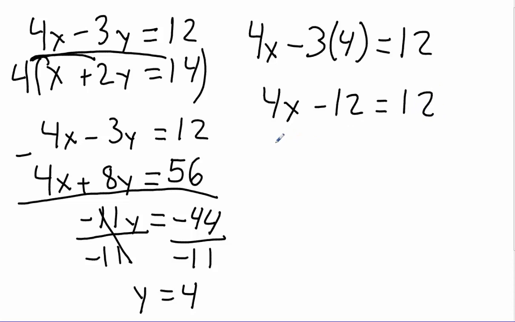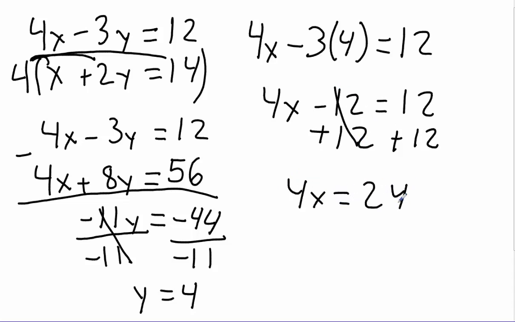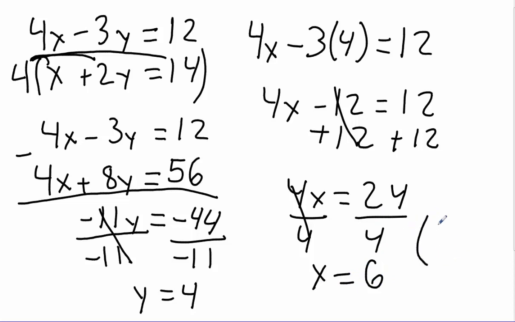Something nice will happen here. We have to add 12 to both sides. We get 4x is equal to 24. Divide both sides by 4. And you get x is equal to 24 divided by 4 is 6. So our nice solution for this one is 6 comma 4.